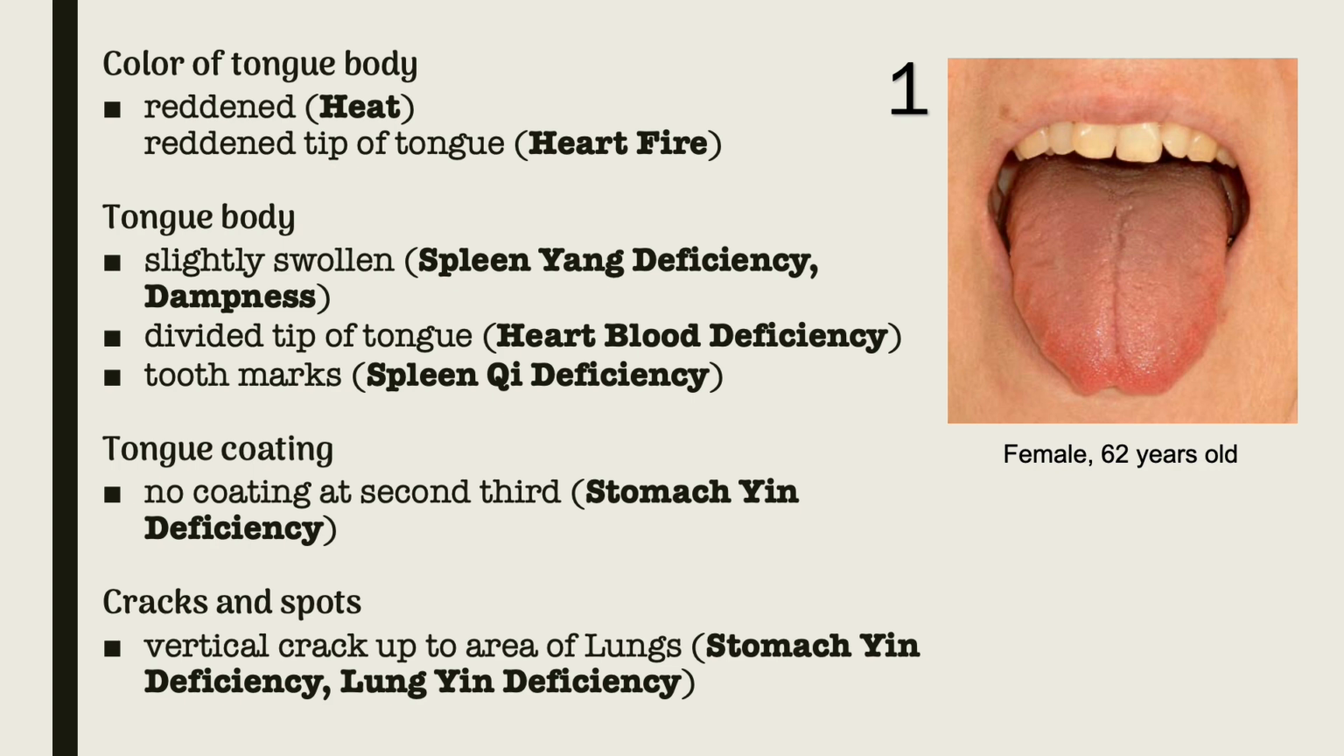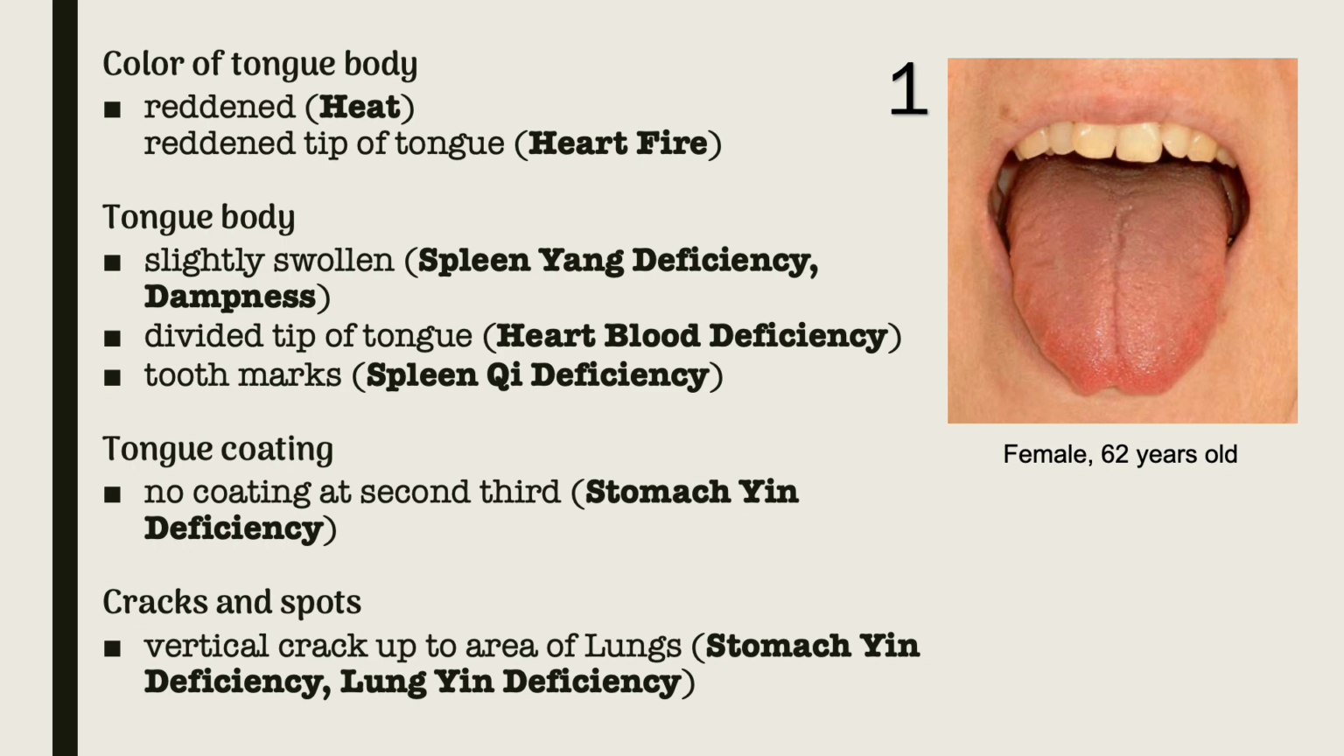Now let's look at the tongue body. As you can see, it's slightly swollen, so it could be spleen yang deficiency or dampness. Then you could see a cleft or divided tip of the tongue, which means heart blood deficiency. Then you could find some tooth marks. It means spleen qi deficiency.